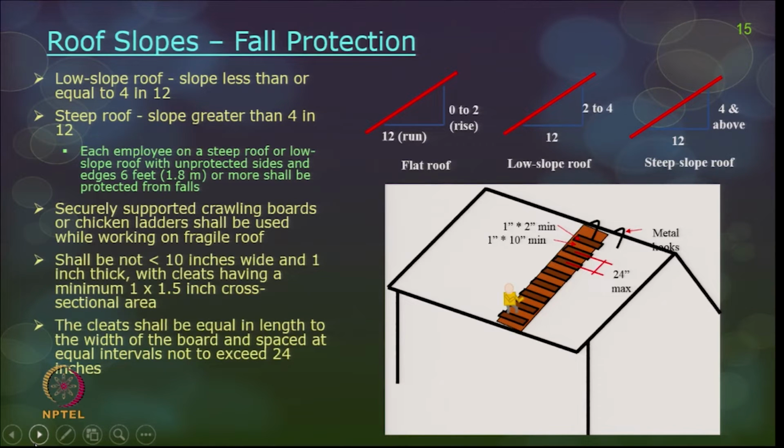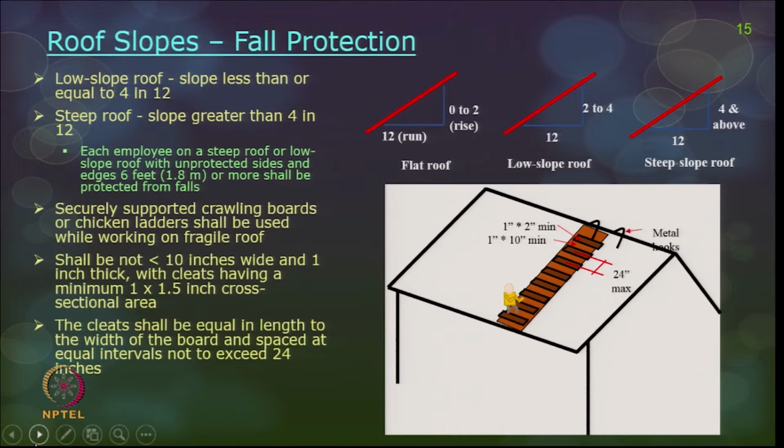Okay. So, now in the roof slopes, okay, roof slopes are conventionally classified as 3 types. Number 1 is flat roof, then you have low slope roof, and the other one is a steep slope roof. Flat roof, suppose if there is a run of 12, you have a rise of 0 to 2, then it is primarily called a flat roof. For the same 12 run, you may have 2 to 4, then it is called a low slope roof, and 4 and above on the run, then we call it a steep slope roof.